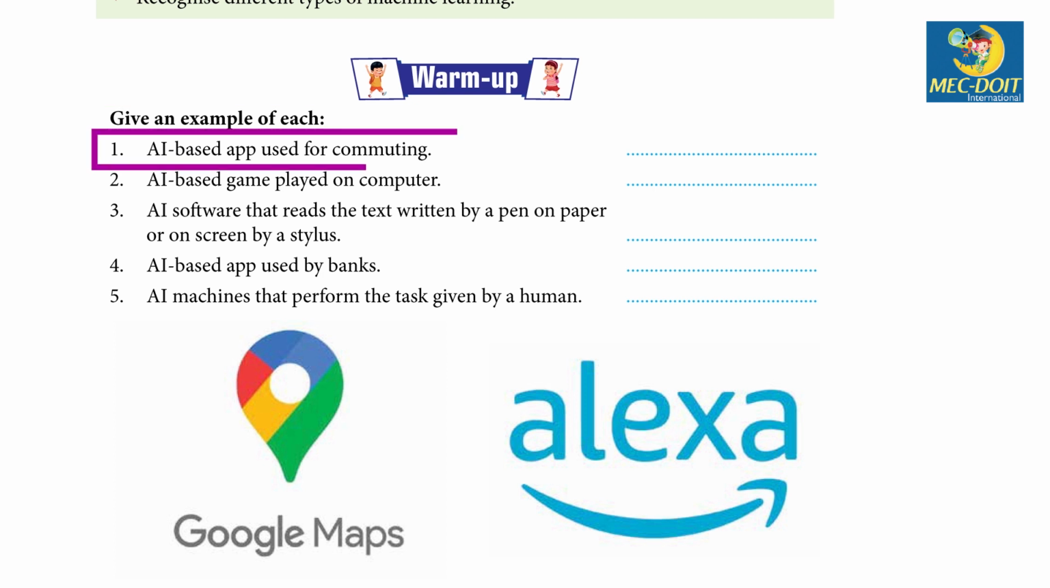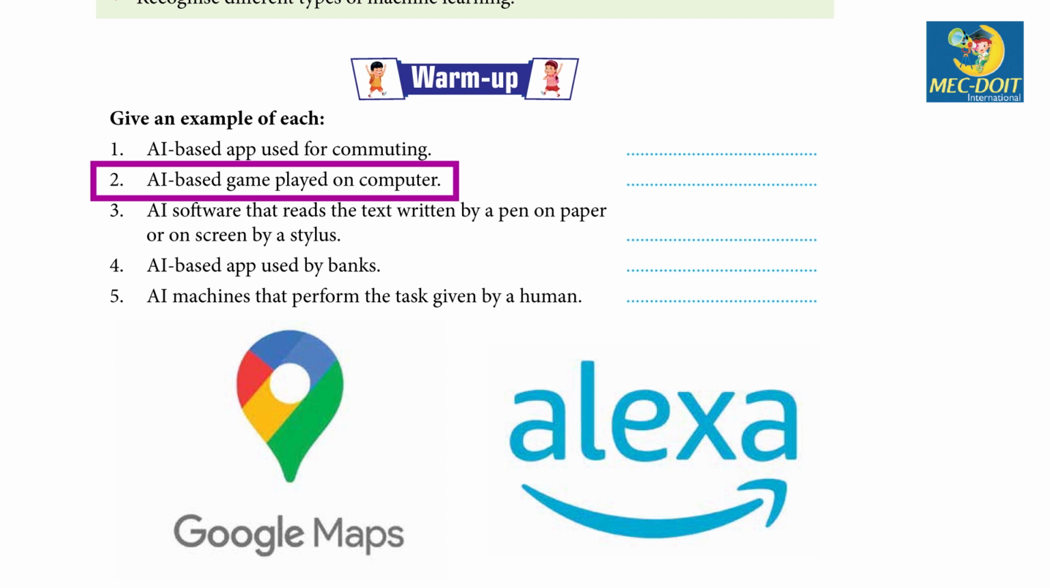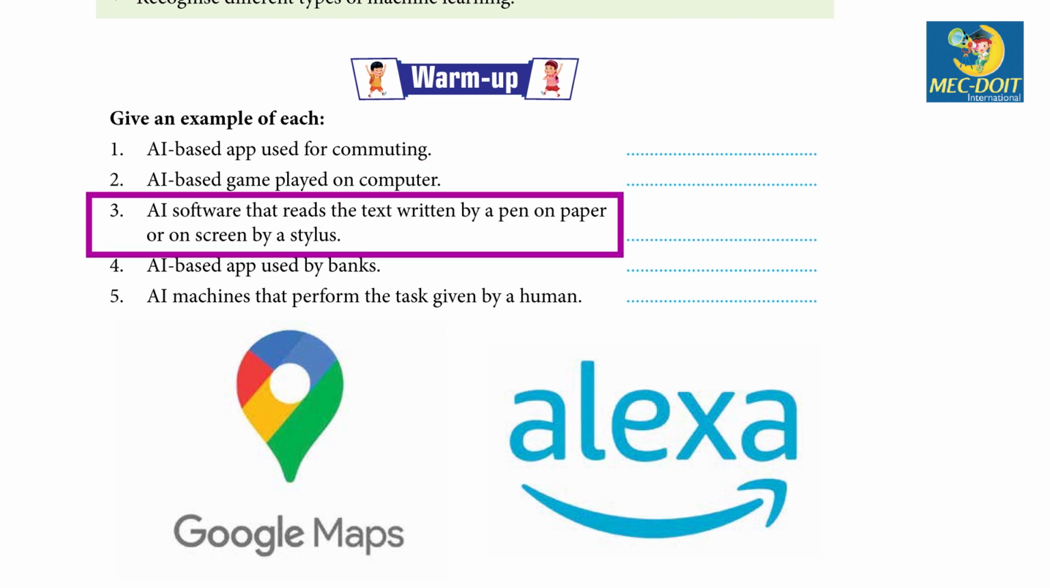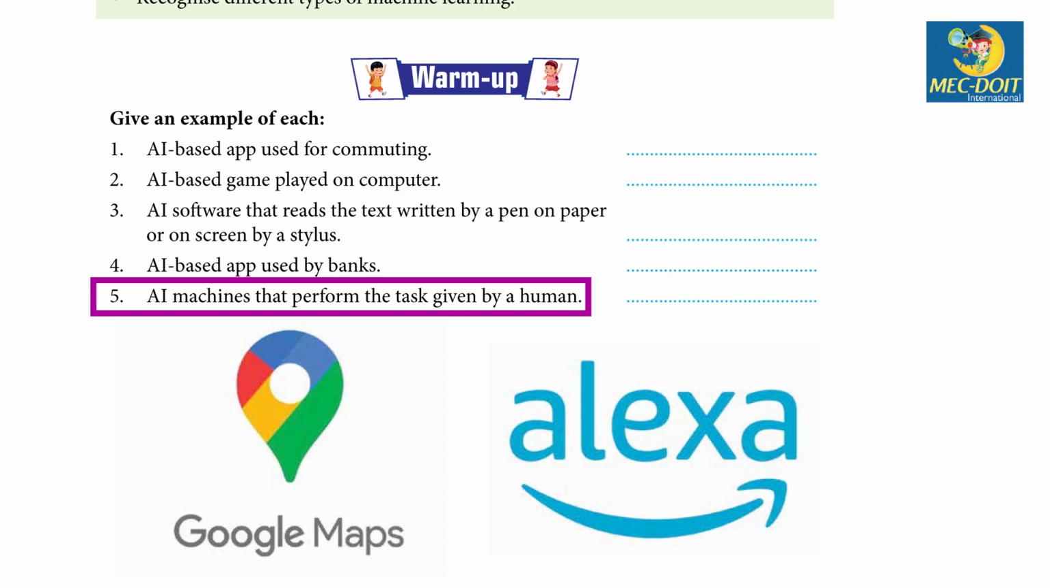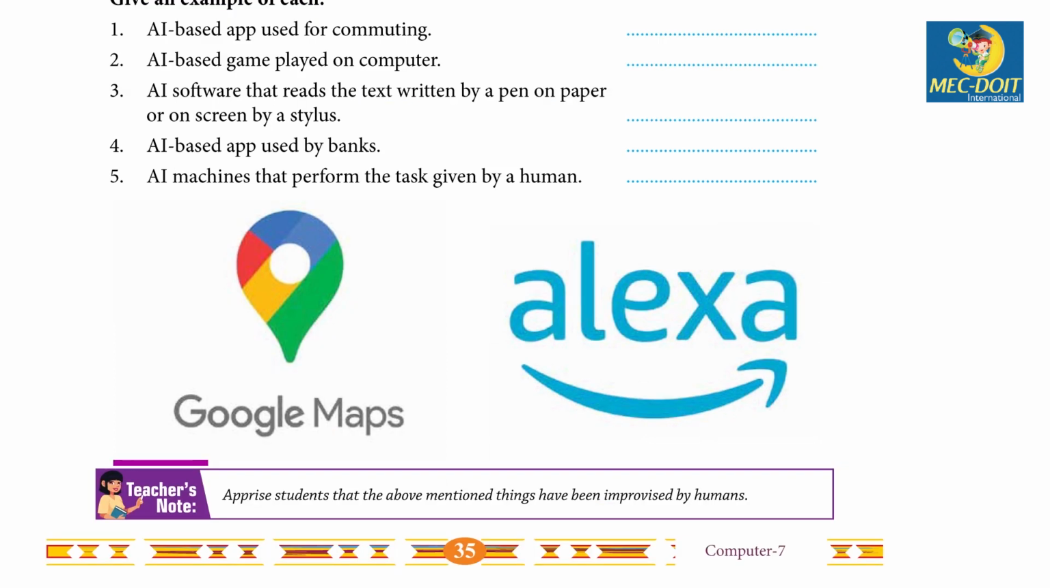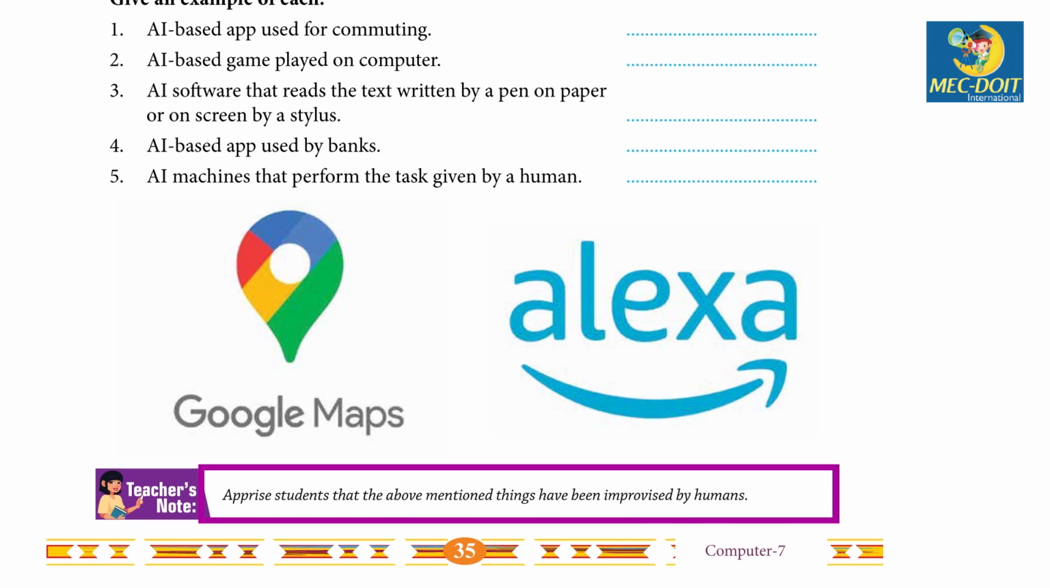1. AI-based app used for commuting. 2. AI-based game played on computer. 3. AI software that reads the text written by a pen on paper or on screen by a stylus. 4. AI-based app used by banks. 5. AI machine that performs the task given by humans. Teacher's note: apprise students that the above-mentioned things have been improvised by humans.